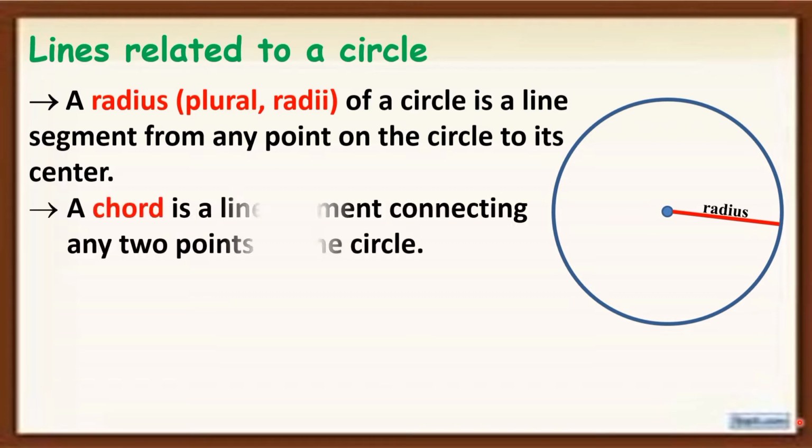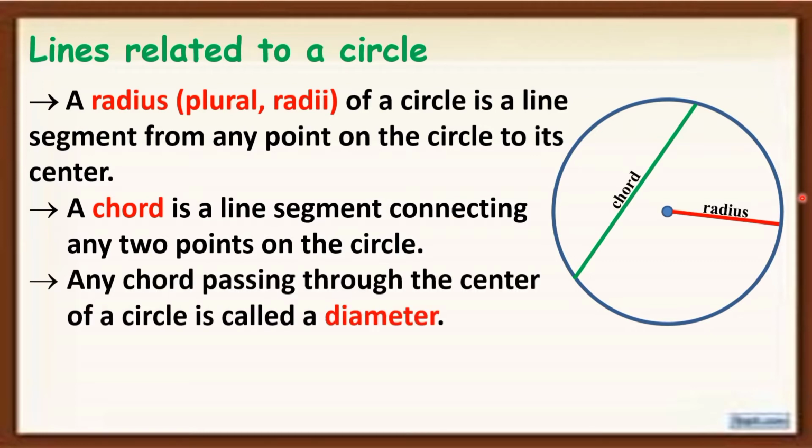Next is a chord. It is a line segment connecting any two points on a circle. So one of the examples of a chord here is this one. Always remember, when we say chord, it is a line segment connecting any two points on a circle. So kahit saan dito sa circle, as long as na kinonect siya ng isang line segment, that is what we call a chord.